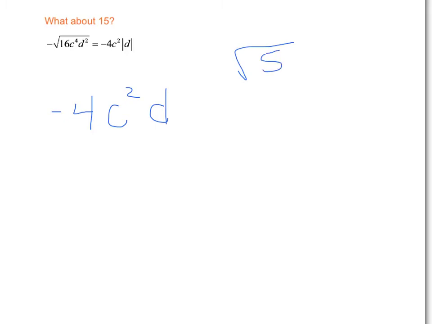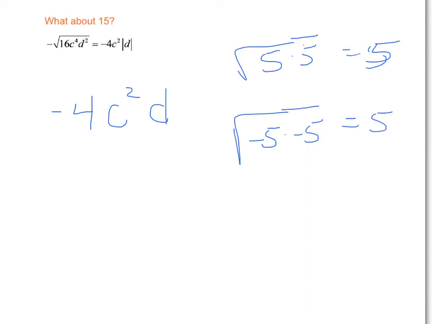we take the square root of 5 times 5, that just gives us 5. But if we take the square root of negative 5 times negative 5, we don't get negative 5 back, we get 5 back because we're taking the square root of 25, and we're always talking about the positive square root, so that gives us the 5.